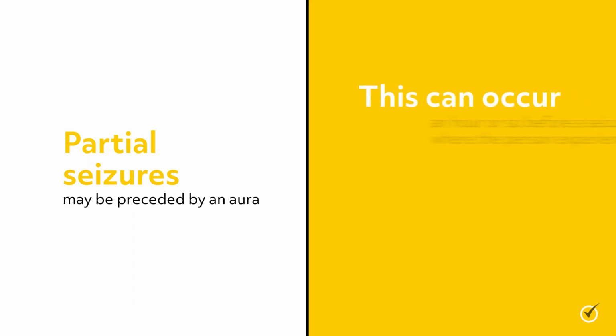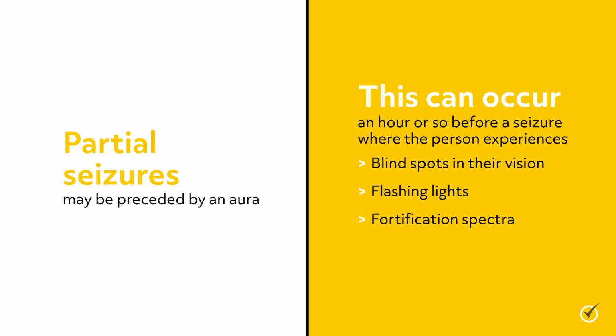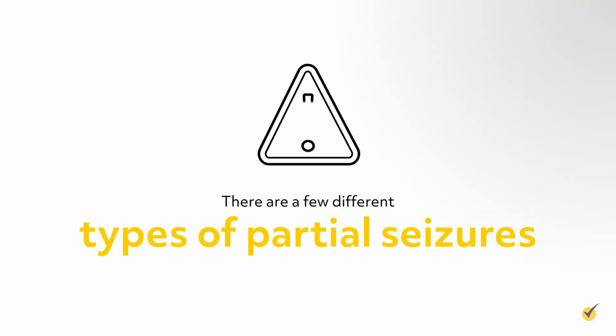This can occur an hour or so before a seizure, where the person experiences blind spots in their vision, flashing lights, or fortification spectra. Most auras last a few seconds and may lead right into a seizure. There are a few different types of partial seizures to be aware of.